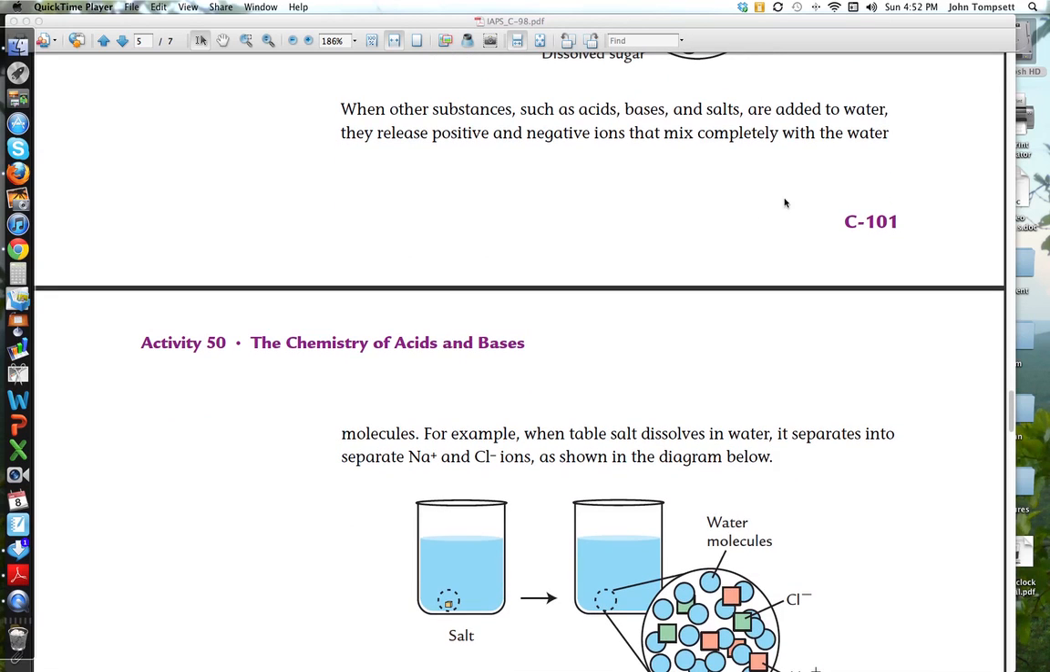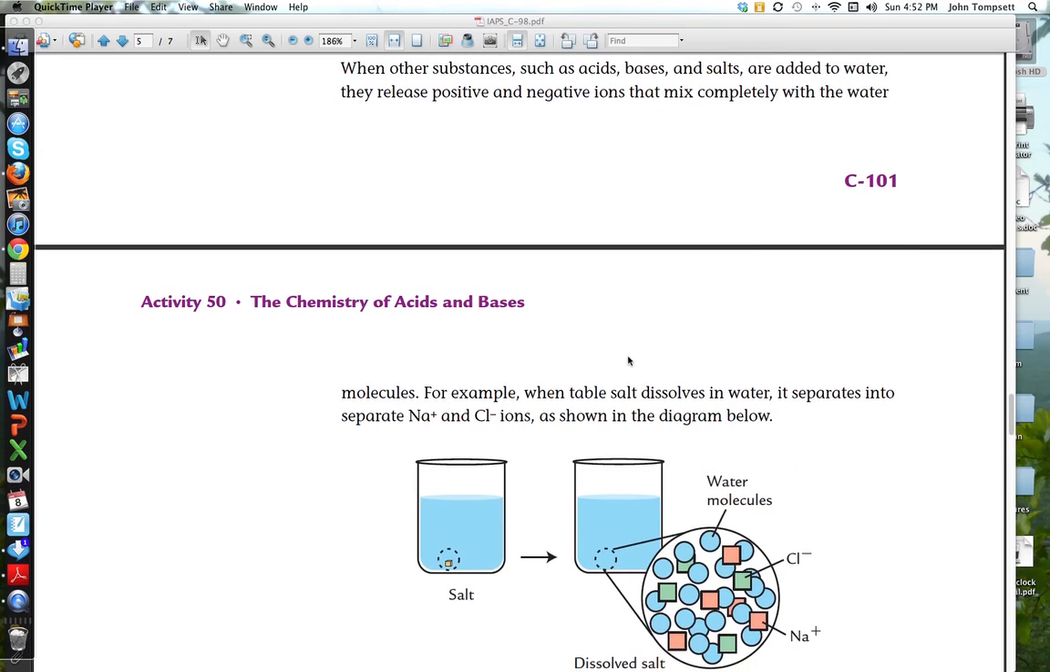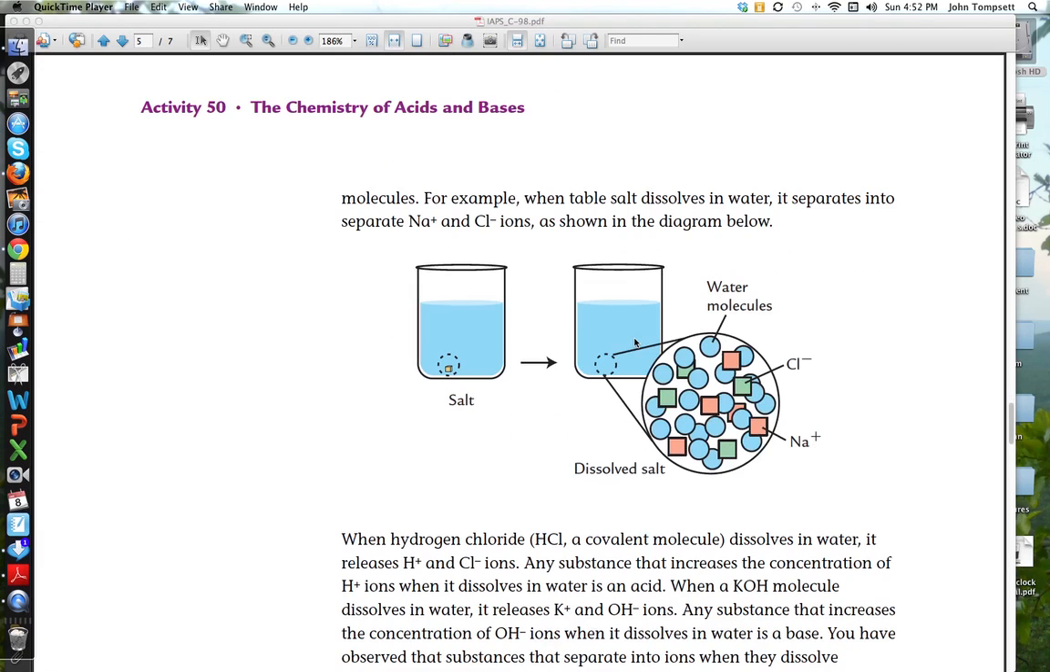Sorry, I should have continued on the next page. They mix completely with the water molecules. For example, when table salt dissolves in water, it separates into separate positive sodium and negative chlorine ions, as shown in the diagram below. So here you have your salt. It's NaCl. That's where they get these two sets of symbols from. And it dissolves, and you can see here we have the whole water molecule, but the chlorine from NaCl and the sodium from NaCl have separated.